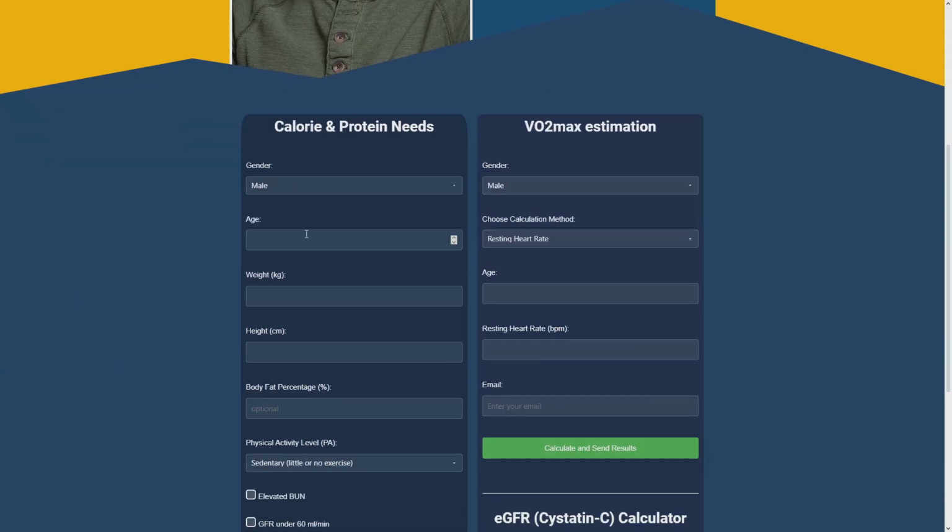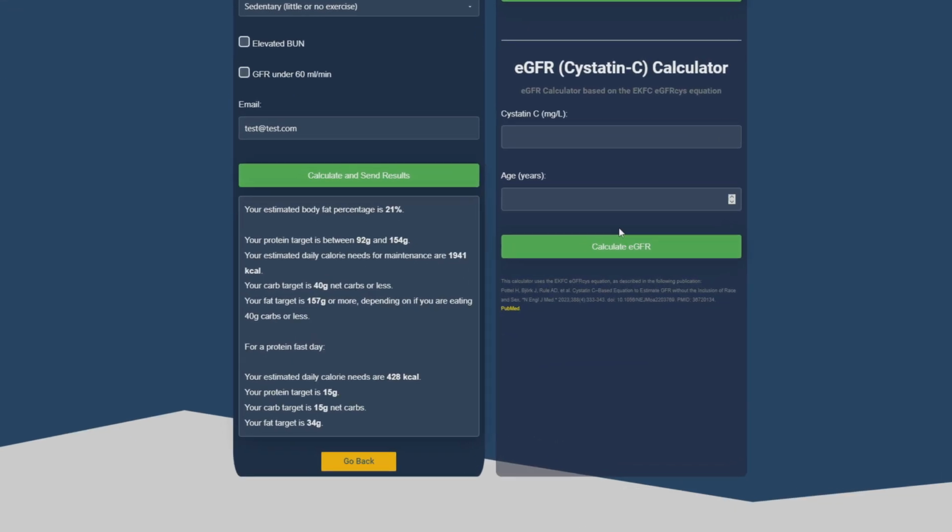What this tool does, it will help you to very quickly get an estimate of what your calorie intake should be, what your protein intake should be, and how you would adjust it when you're doing regular exercise versus not.